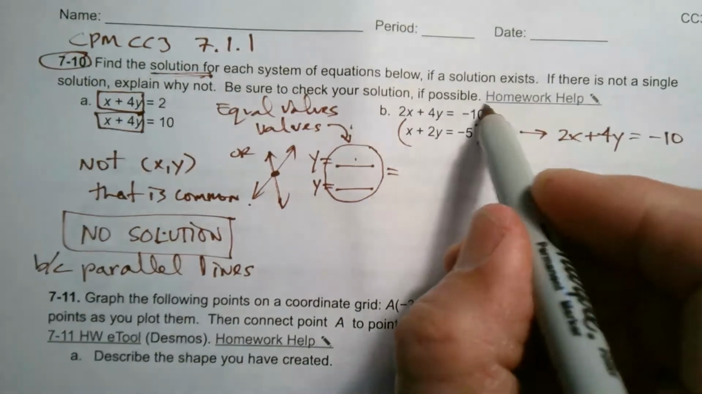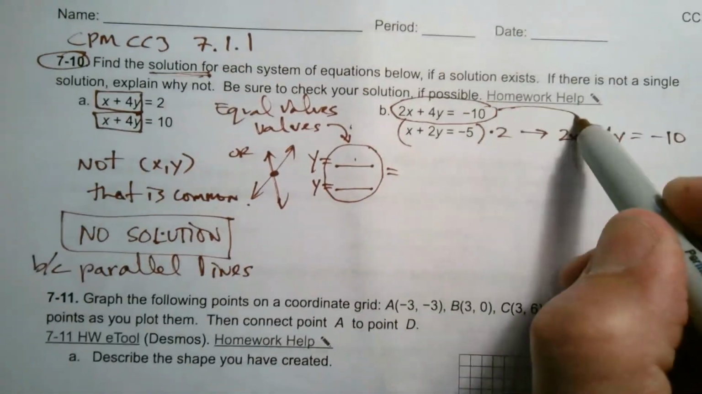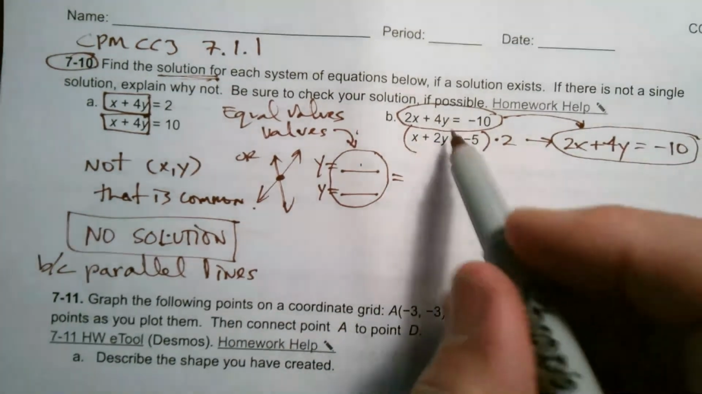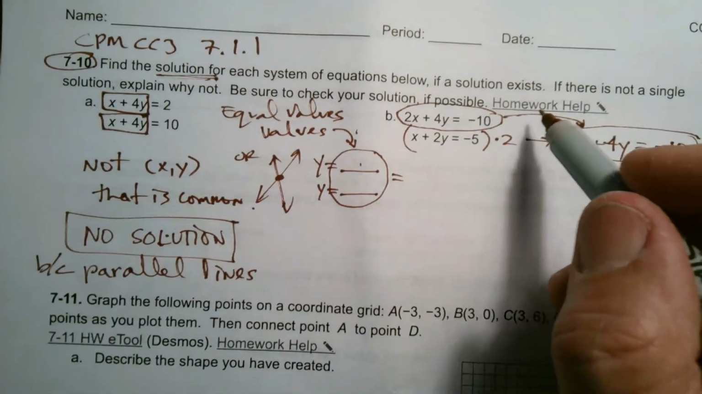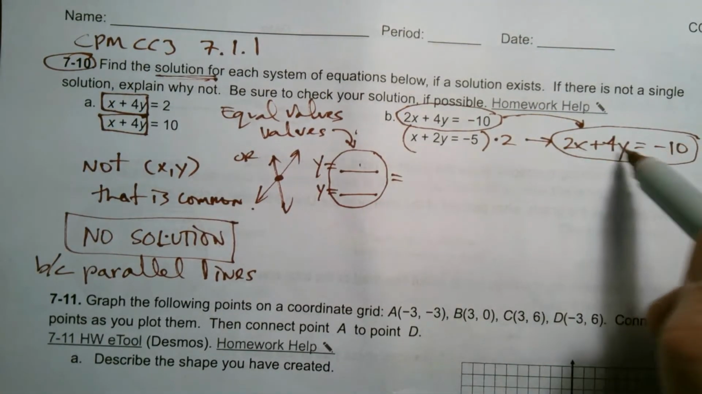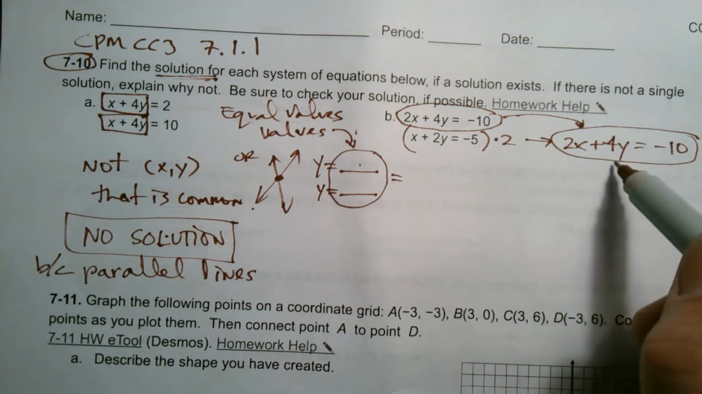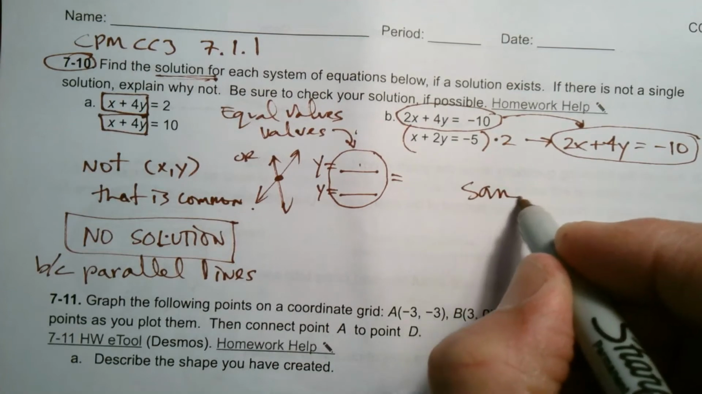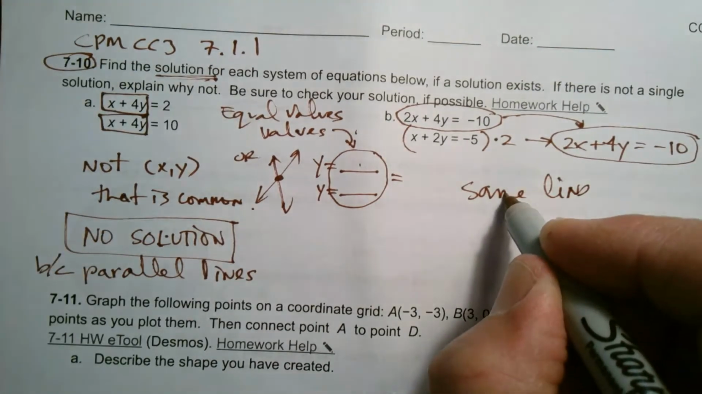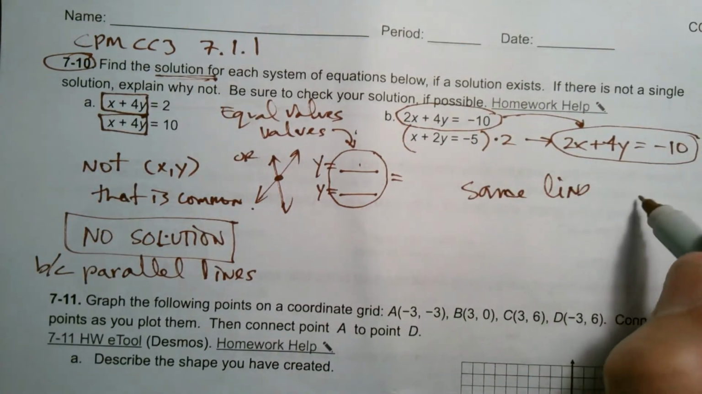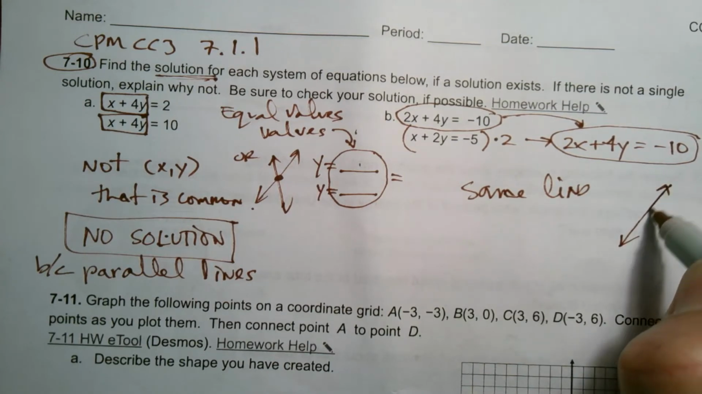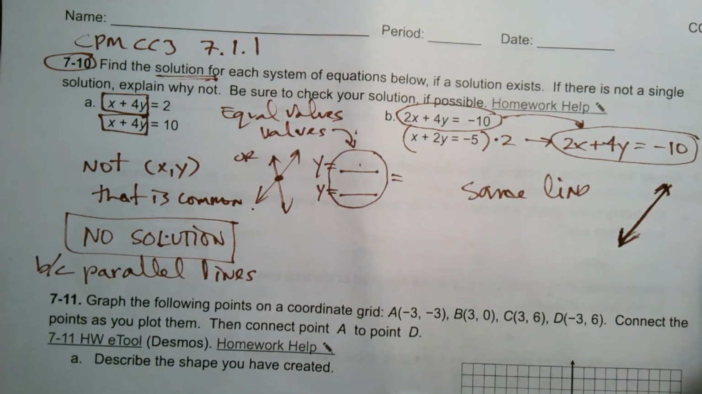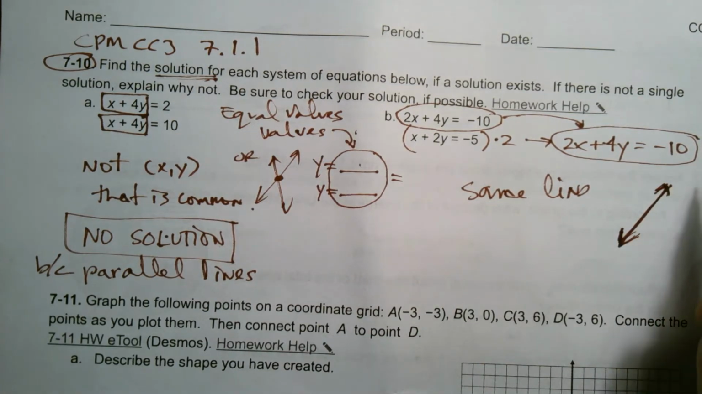Now look what we've got. This equation and this equation are identical equations. It's just that one had a factor of 2 and one did not. It doesn't change the line, and it doesn't change the solutions. They're still going to be the same solutions. So what we have is the same line. And if I were to graph them, one line would be right on top of the other line. So how often are these two lines crossing? Infinitely, right?